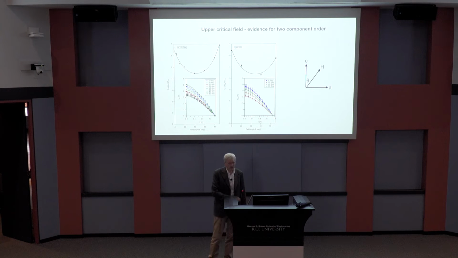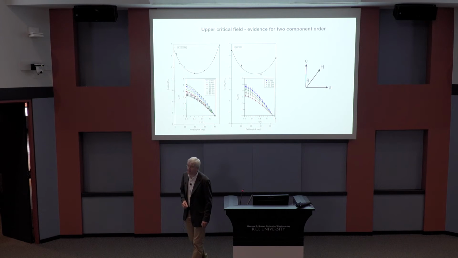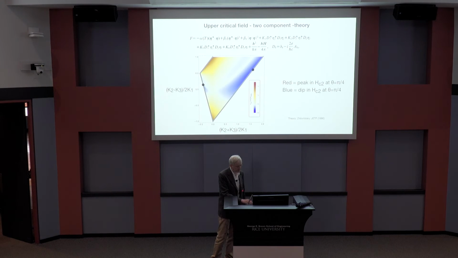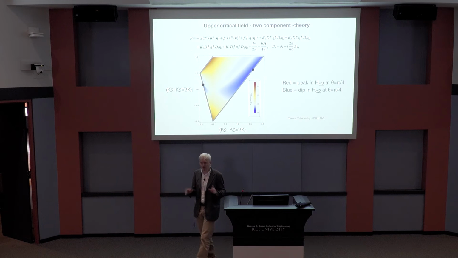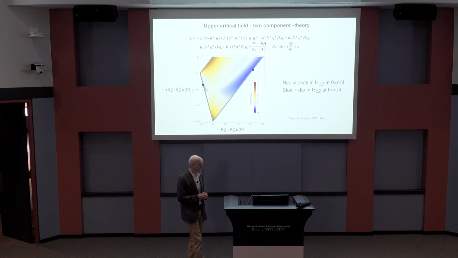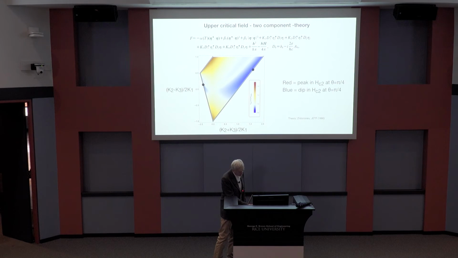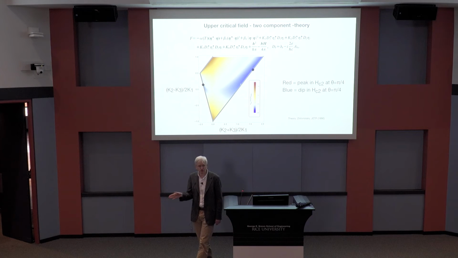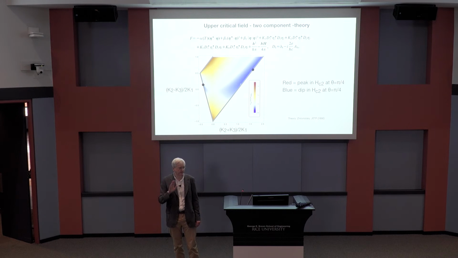It's hard to explain that minimum, but one way you can explain the minimum that persists to Tc, the individual curves are shown in the panels below, is if you have a two-component order parameter, right? Like a two-dimensional irreducible representation. I won't bore you with the details of the theory. That's the free energy. You've got a lot of gradient terms, and for a lot of values of those gradient terms, you get a minimum in Hc2 between the field parallel to c and in the basal plane.